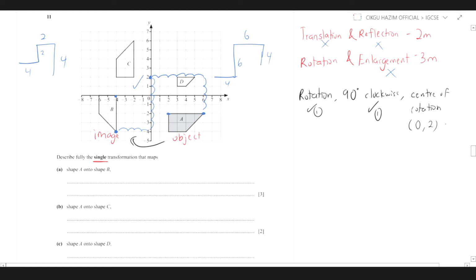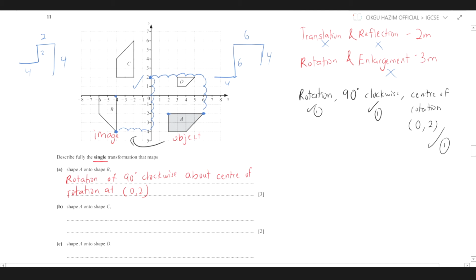You don't have to put it in a grammatically perfect sentence, but you need to have all this information. I'm not saying put the wrong grammar, but please make sure that you make a sentence that has all of that information. So your answer would be, for shape A onto shape B, it will be a rotation of 90-degree clockwise about the center of rotation at the coordinate 0 and 2. That's how it is.